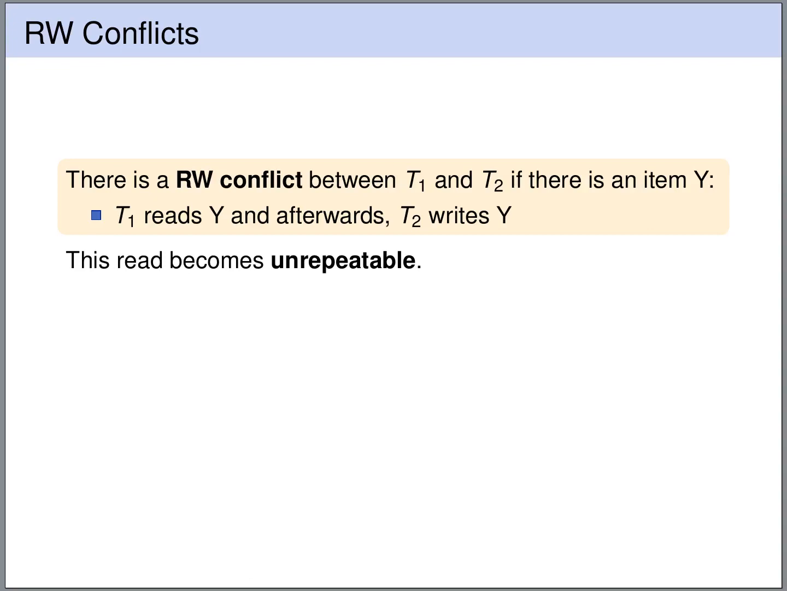We have a read-write conflict between transactions T1 and T2 if there's some item y such that T1 reads y and afterwards T2 writes y. This is called an unrepeatable read, because if T1 would try to read y again, it would get a different value. So T1 is operating on stale data.